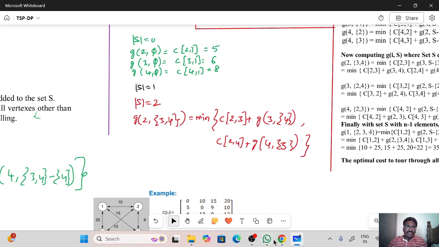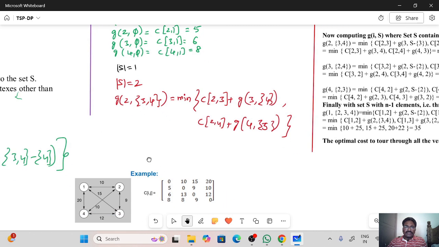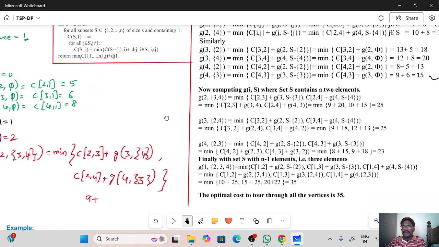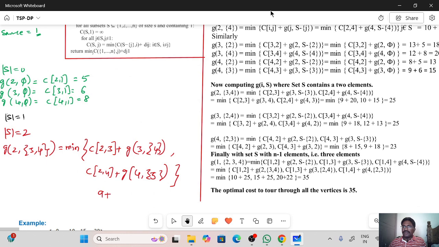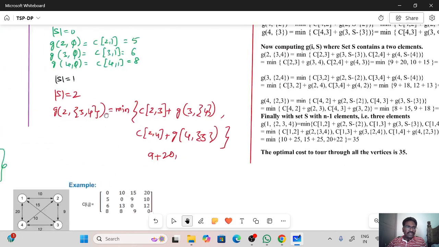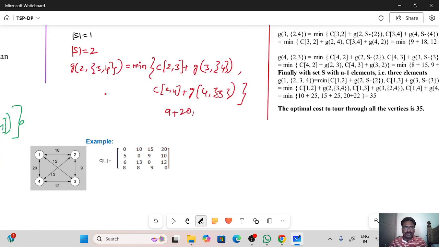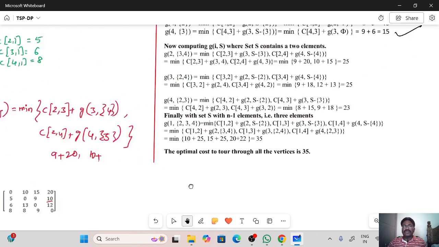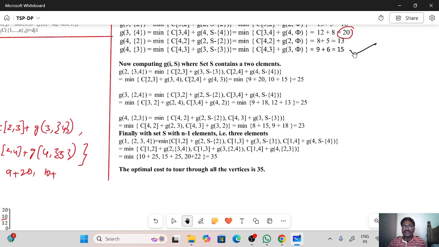So, we know the cost of 2 3. What is the cost of 2 3? 9, plus we know the g of 3 4 value. g of 3 4 is 20. So, this value g of 3 4 is nothing but 20. Comma, we know the cost of 2 4. What is the value of the cost of 2 4? 10, plus we know g of 4 3. So, what is g of 4 3? This one is 15.